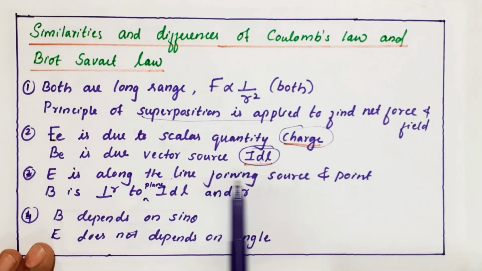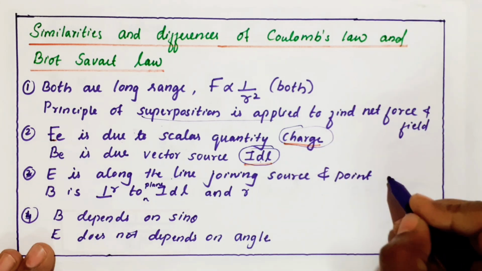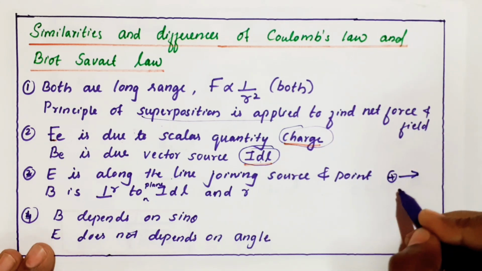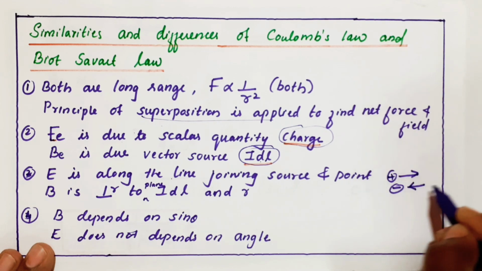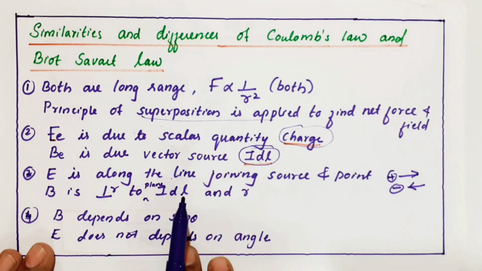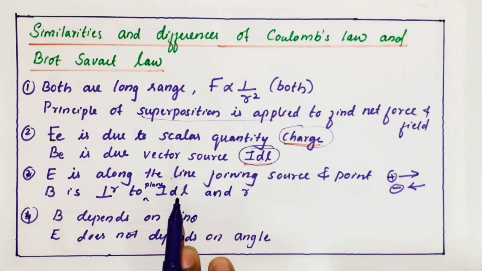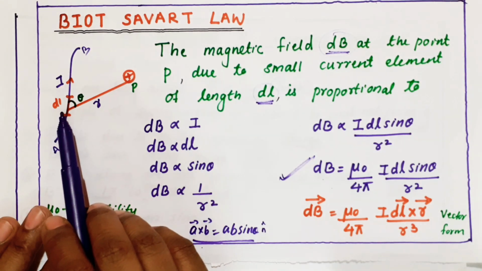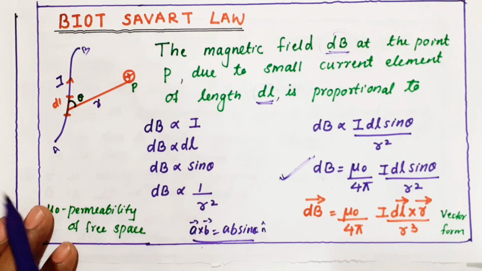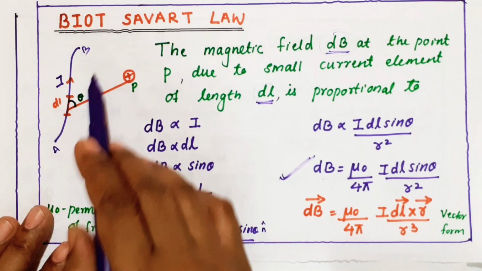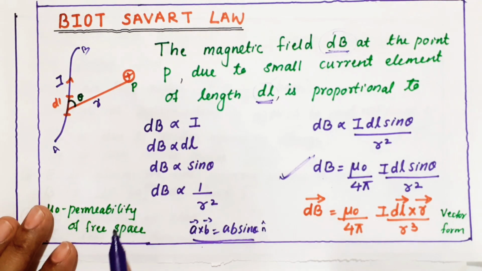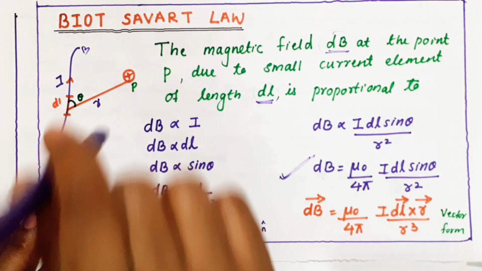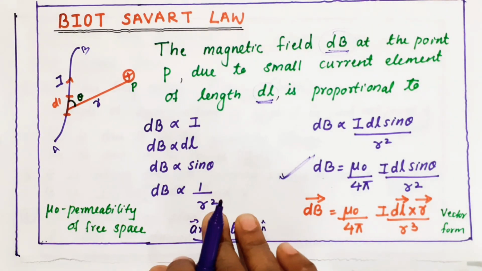Next, electric field is along the line joining the source and the point. It means for a positive charge, electric field will go away, and for a negative charge, electric field will come towards the charge. But for magnetic field, remember the direction is perpendicular to the plane containing dL and R. According to the right hand thumb rule, the direction of magnetic field is into the plane. It means dL and R are in the plane of the paper, but the magnetic field is going into the plane, so it is perpendicular.